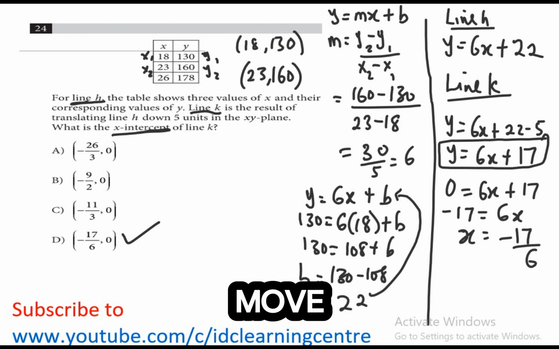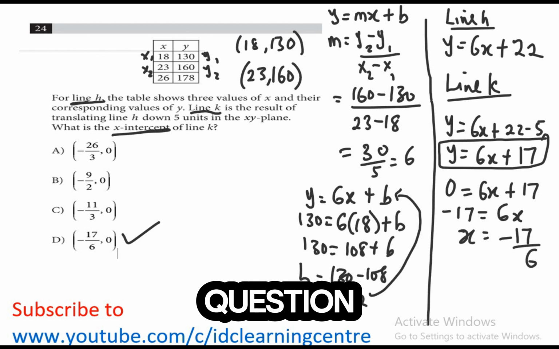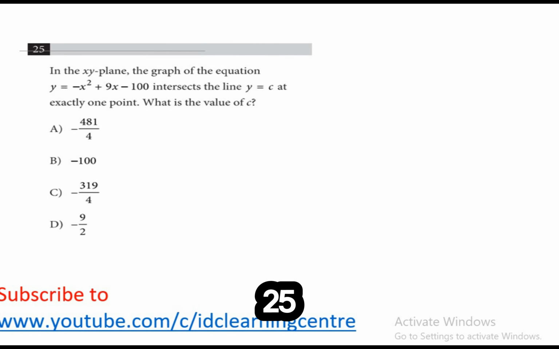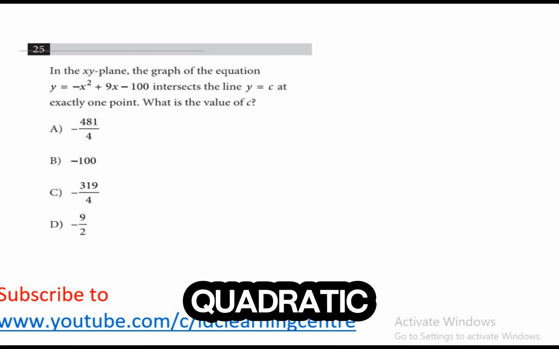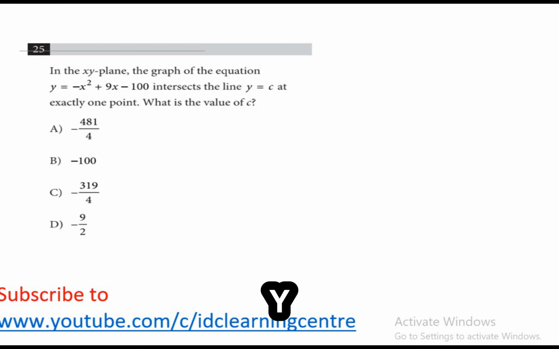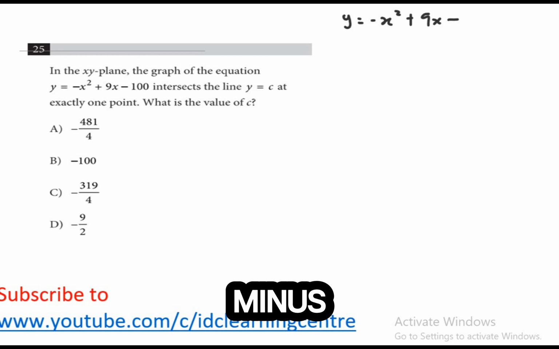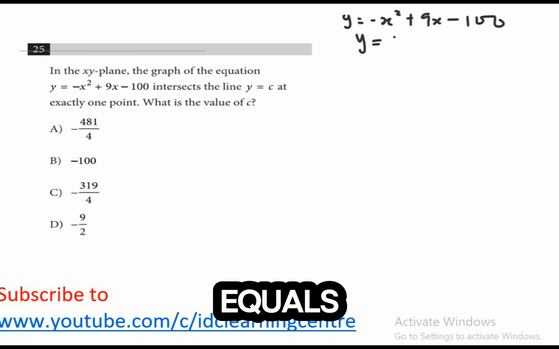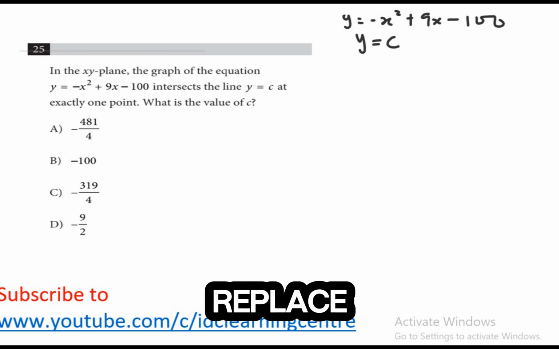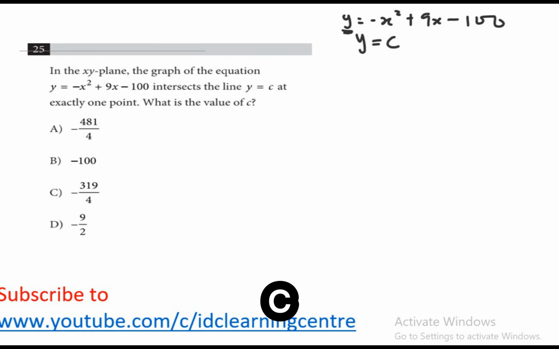So with that, we'll move on to the next question, which is question 25. So here we have a quadratic equation, which is y equals minus x squared plus 9x minus 100. And then we also have the next equation, which is y equals c. So I'll replace the value of y in the first equation with c. So we have c equal to minus x squared plus 9x minus 100.